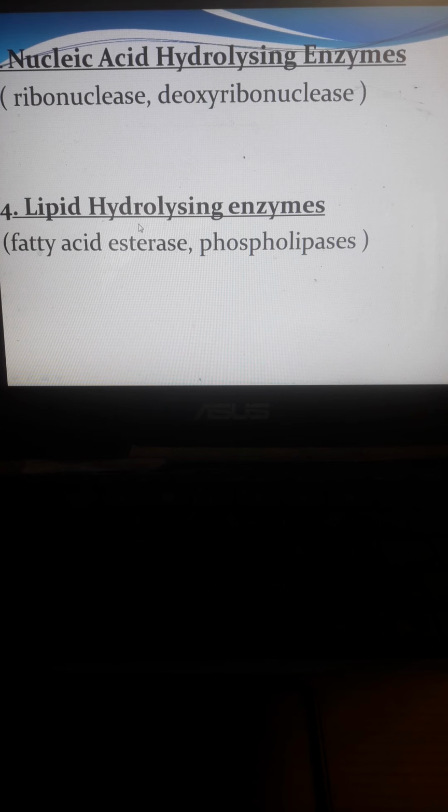We have lipid hydrolyzing enzymes. We have fatty acid esterase enzyme, which will hydrolyze fatty acids. Then phospholipases, enzymes involved in the hydrolysis of phospholipids.